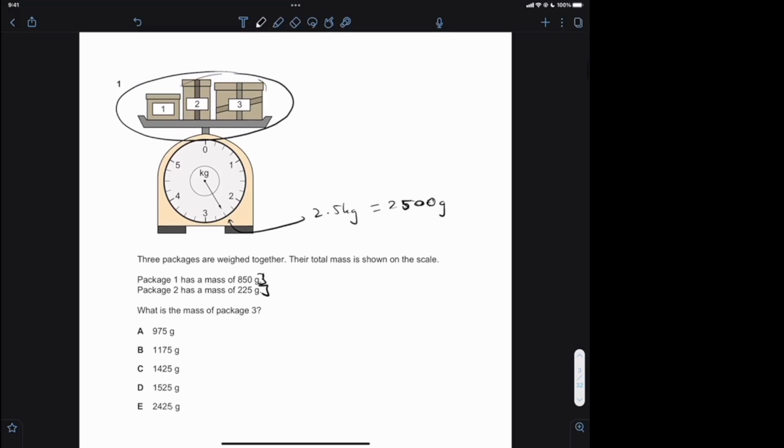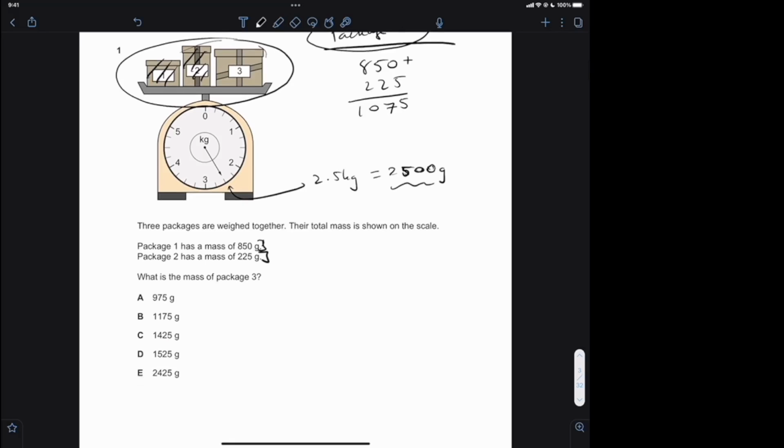Well, if we find the mass of these two together, package 1 and 2, then we know the total mass is 2,500 grams, so we can just subtract to get the mass of package 3. So let's work that out. Package 1 plus 2 is going to be 850 plus 225. So we get 1,075 as the mass of the combined package 1 and 2.